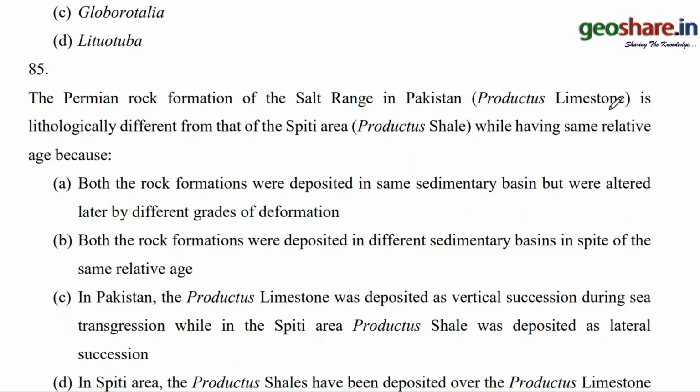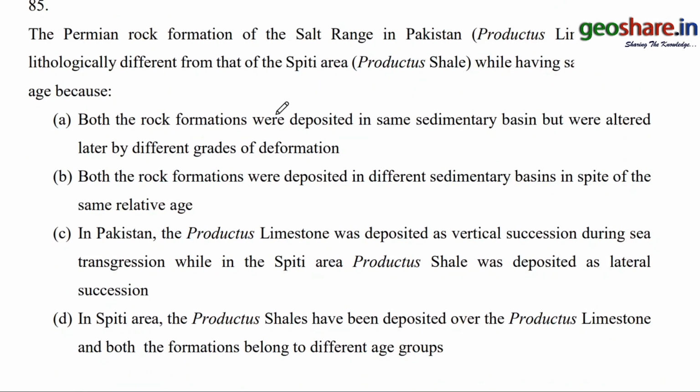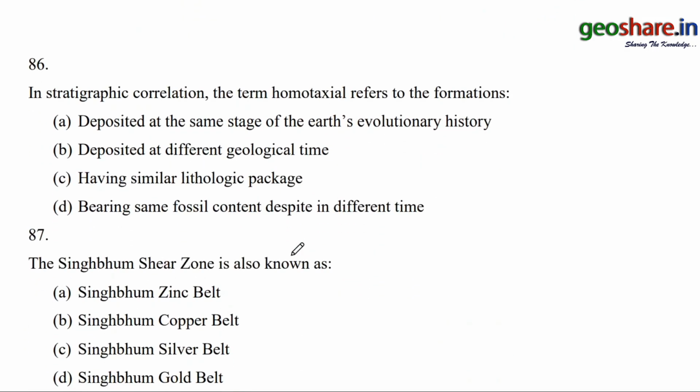The Permian rock formation of the Salt Range in Pakistan is lithologically different from the Spiti area, while having the same relative age, because both the rock formations were deposited in different sedimentary basins in spite of the same relative age. In stratigraphic correlation, the term homotaxial refers to the formations deposited at the same stage of the Earth's evolutionary history.